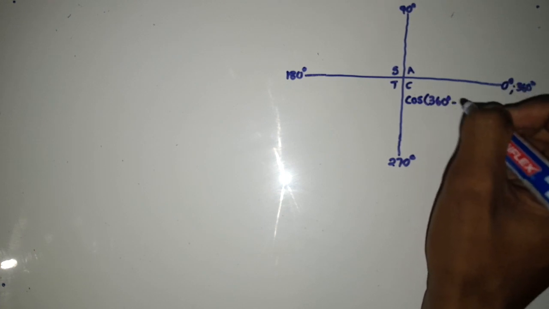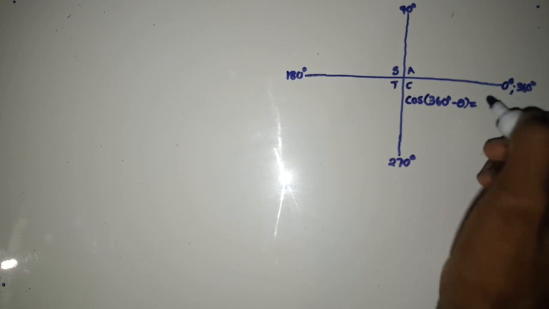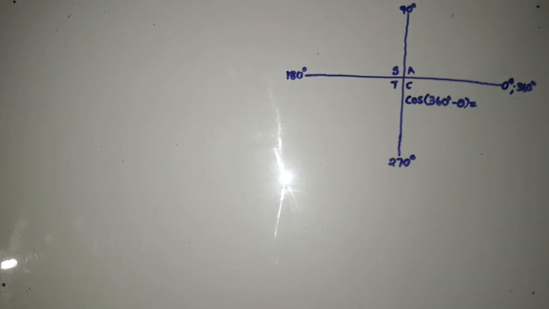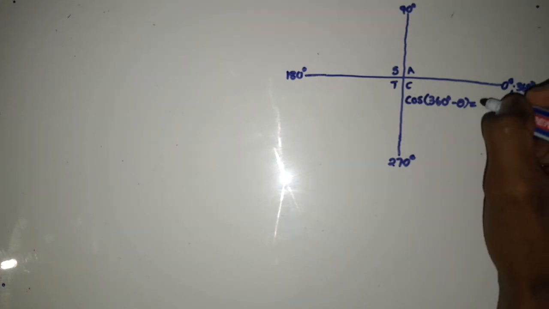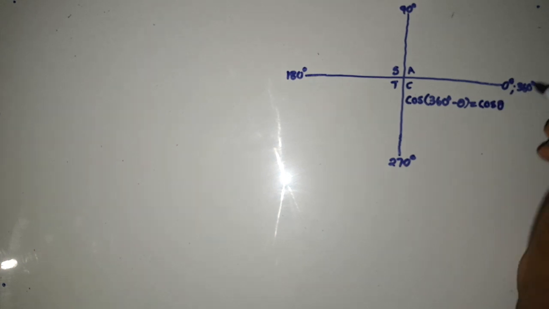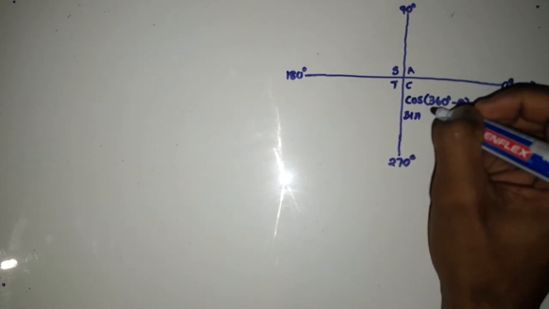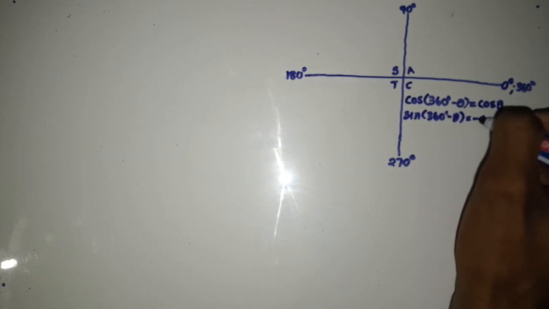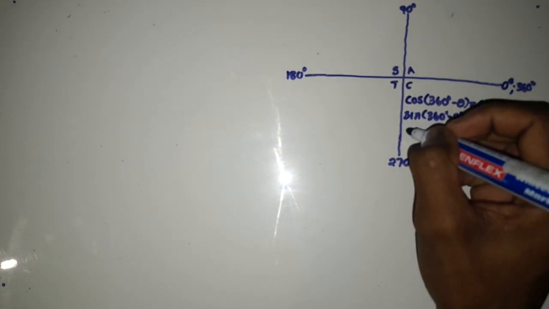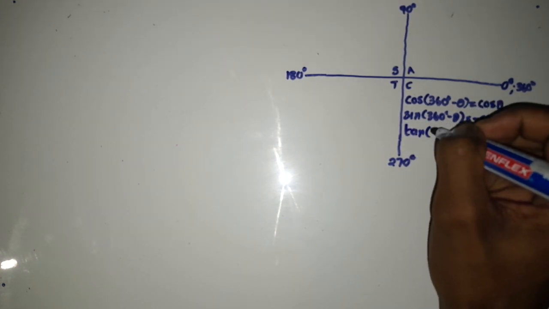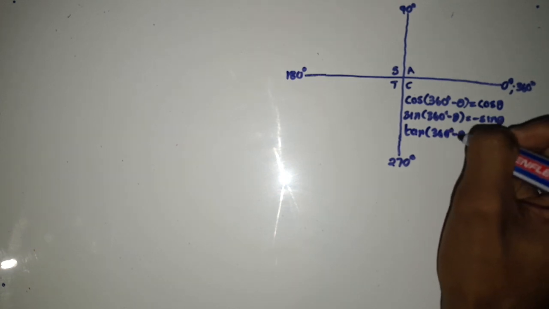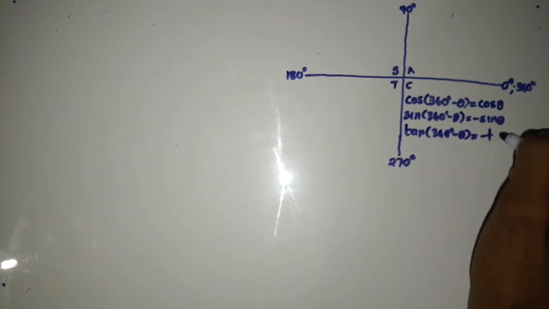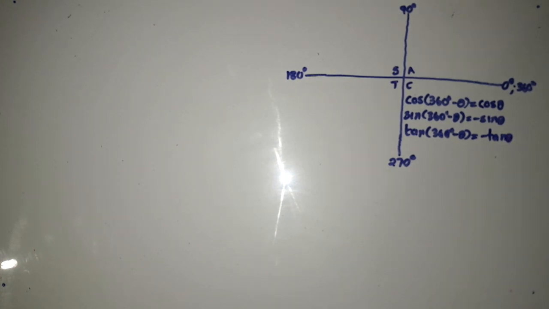cos 360 degrees minus theta. In this quadrant, the fourth quadrant, only cos is going to be positive. Then we're going to get positive cos theta. Then for sine 360 degrees minus theta is going to be negative sine theta. Then we also have tan 360 degrees minus theta, going to get negative tan theta. You see, we are done.